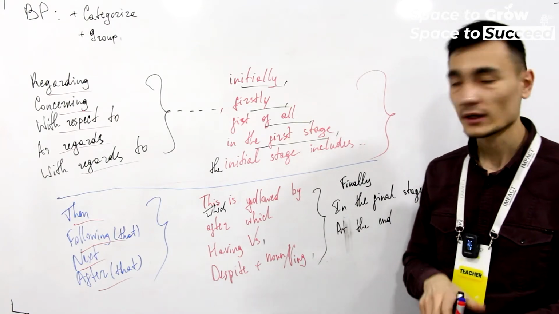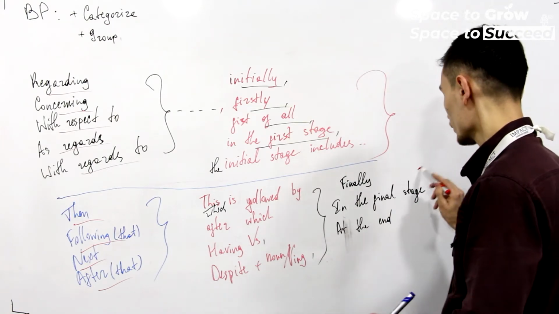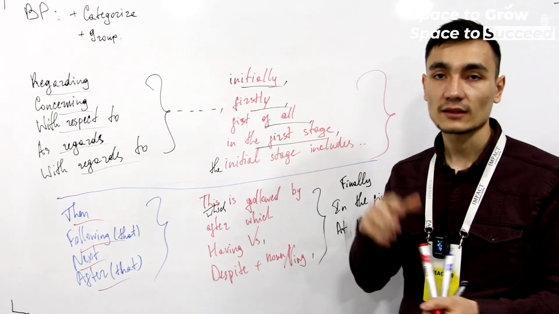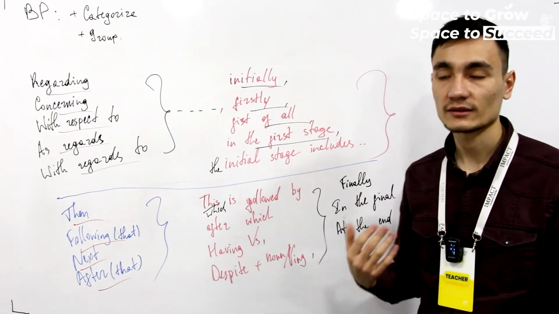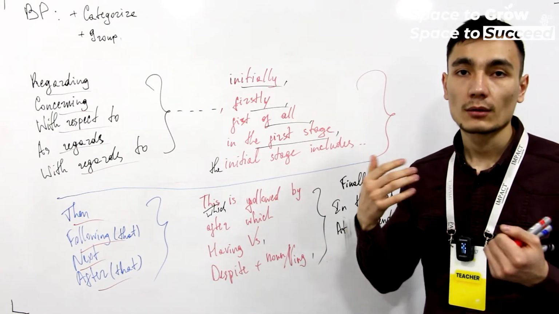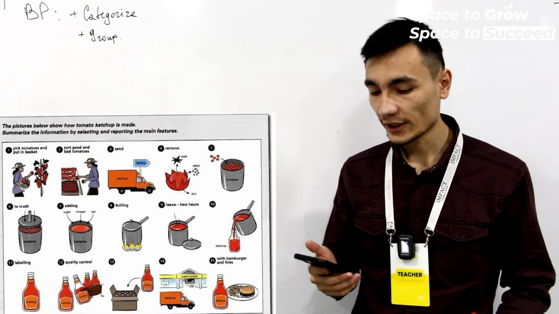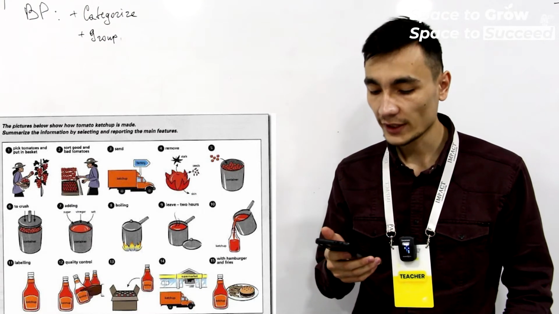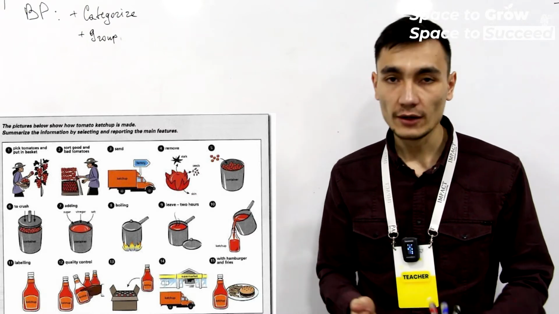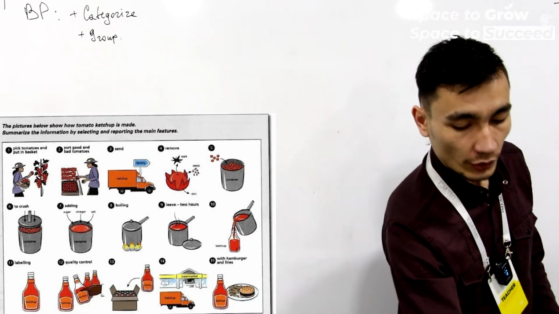We can use the structures finally in the final stage, at the end, to give the last step of our body paragraph. And now let's write this body paragraph together. As you see, it starts with picking tomatoes, and we have to start our first body paragraph.